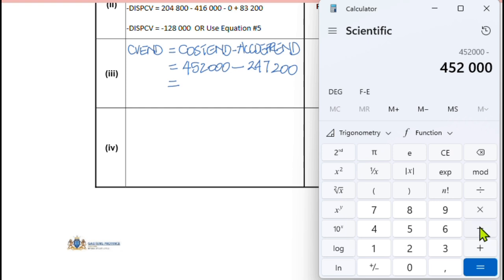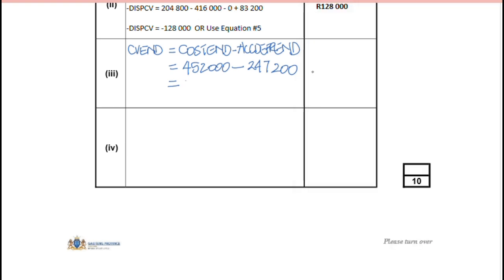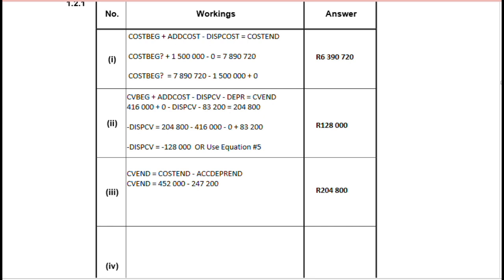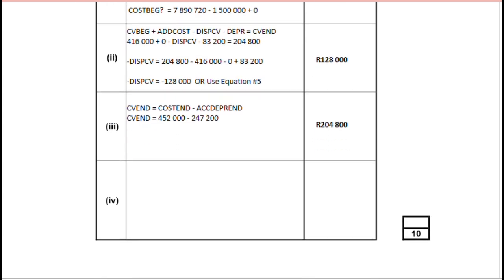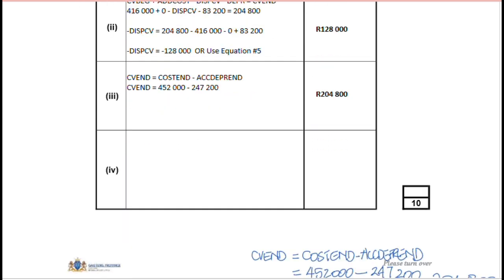452,000 rands minus 247,200 equals 204,800 rands. So that's the final answer for the carrying value at the end of the year for vehicles.